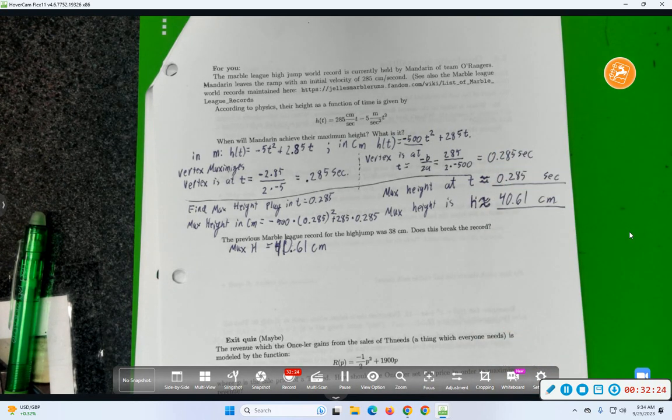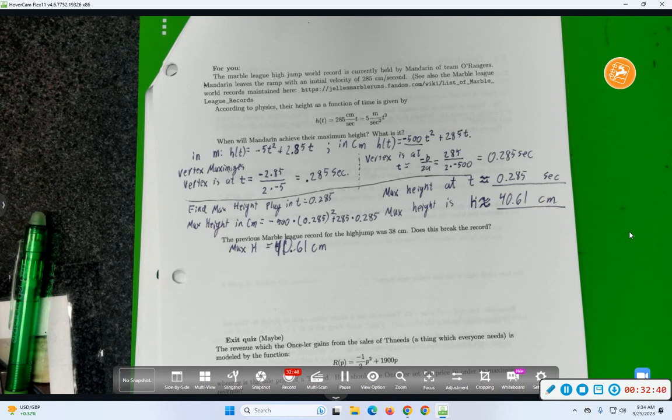All right. That feel pretty good? Let's just answer one follow-up. The world record that preceded this high jump was a 48 centimeter record. Did this break it? Yeah. Cool.